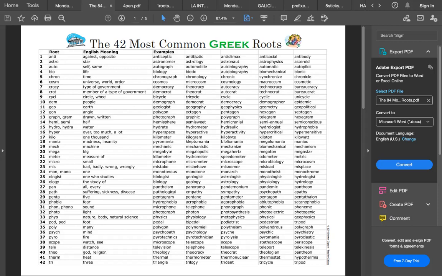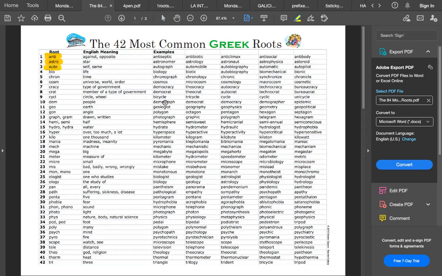a little bit better. So if you saw the word antibiotic or anticlimax or antibody, you would know that means against or opposite, okay? And antibiotics, they kill bacteria. Antibodies kill the bodies of the virus. Astro, meaning star, okay? Astro means star: astronomer, astrology, astronaut.